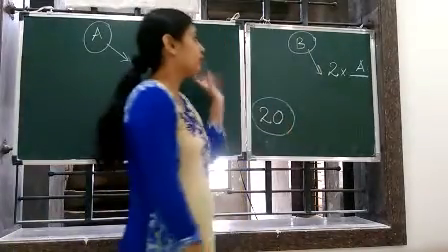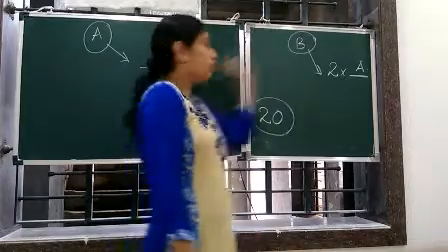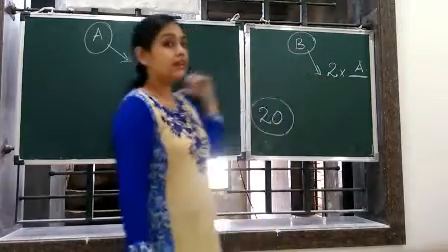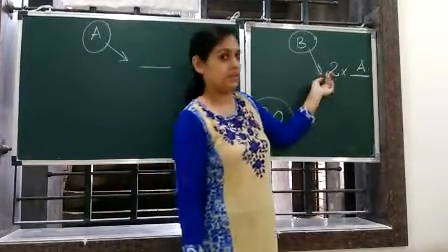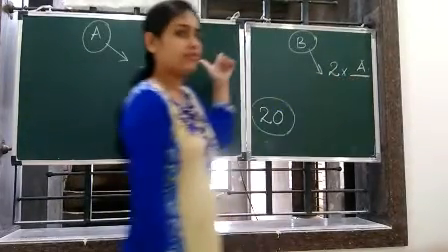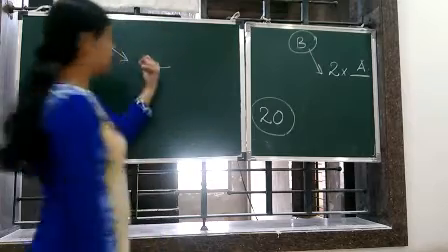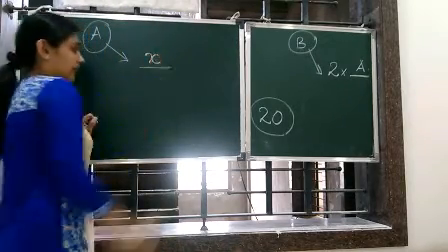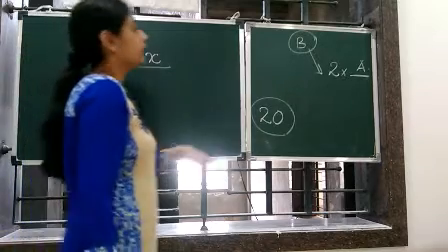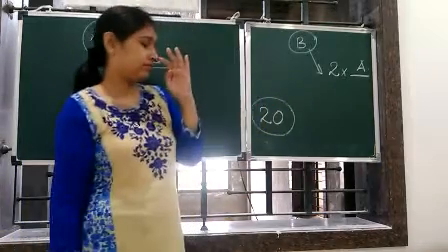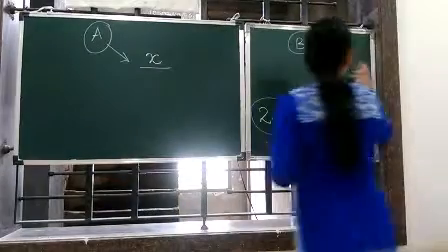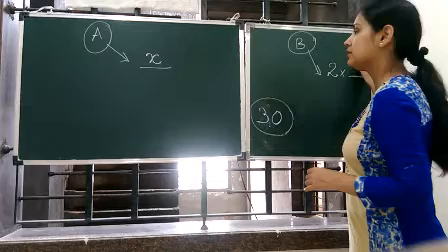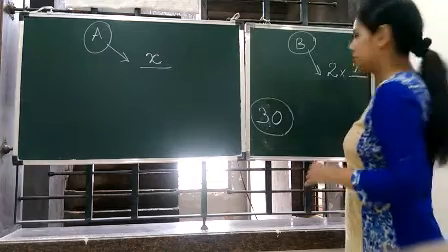20 mangoes, but whatever A is eating, B eats double, twice of that. That means if A is eating 1 then B is eating 2, if A is eating 3 then B is eating 6. This one is eating twice of A. Okay, but we don't know how much A is eating. So let's assume that A is eating x mangoes. Okay, now then B is eating how much? Let this be 30. B is eating 2x mangoes.